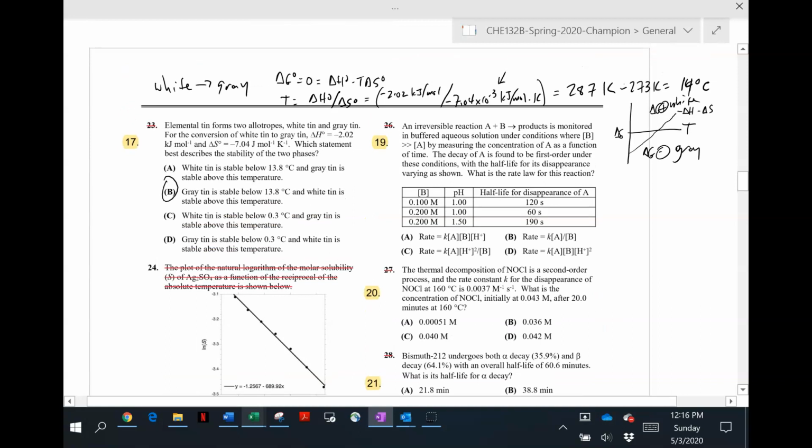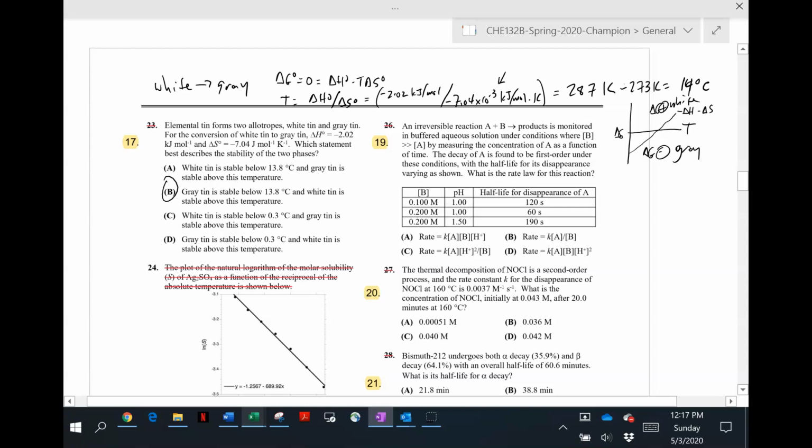All right, number 19. An irreversible reaction, A plus B equals products, is monitored in a buffered solution. Okay, so that means the pH is constant, where B is much greater than A, by measuring the concentration of A as a function of time. The decay of A is found to be first order, with the half-life varying as shown. Okay, so depending on the pH of the solution, our half-life changes, and also we've got different concentrations of B.